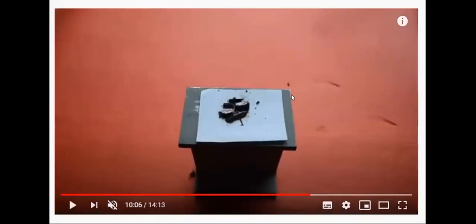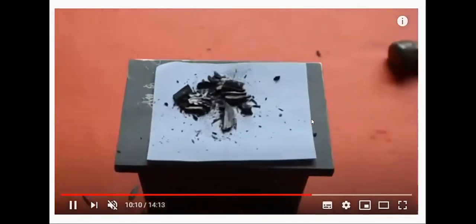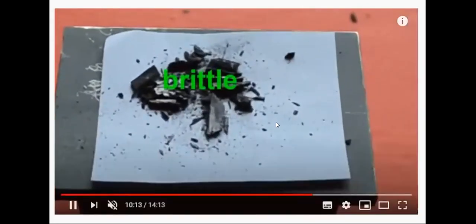Right, and then if you take carbon or sulfur or phosphorus, any non-metal, it's not malleable, so it can't bend and flex and go under strain, right? It's going to break. Here we go. Right, it's brittle.